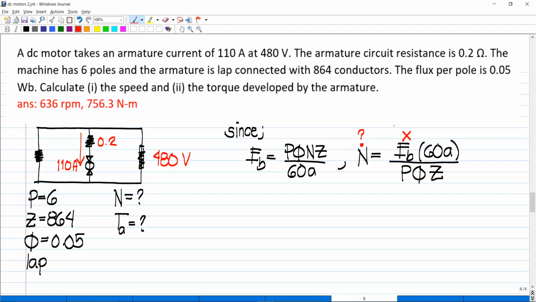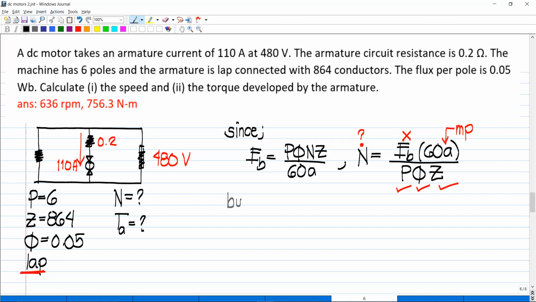We don't have E-back yet. Our A, the parallel path, since we have written down that the motor is lap wound, its A is equal to P. So that is okay. We have the number of poles, the flux, and the number of conductors. So we first need the E-back.